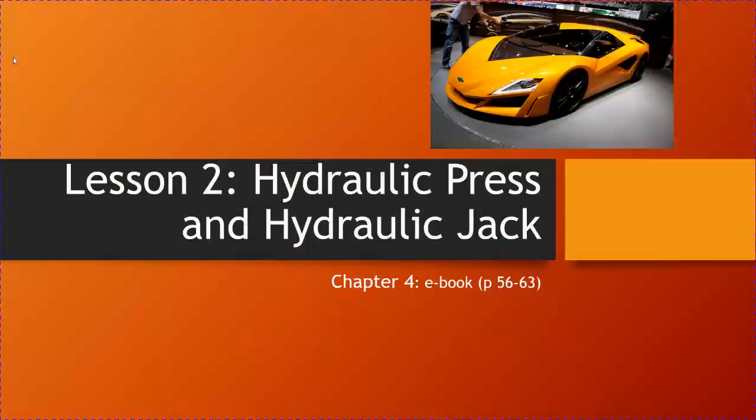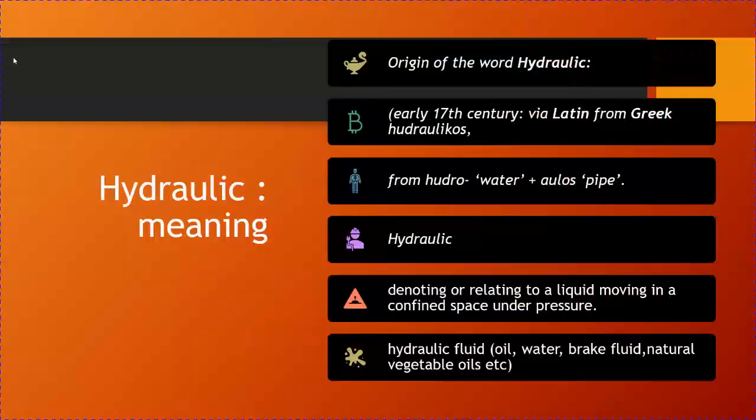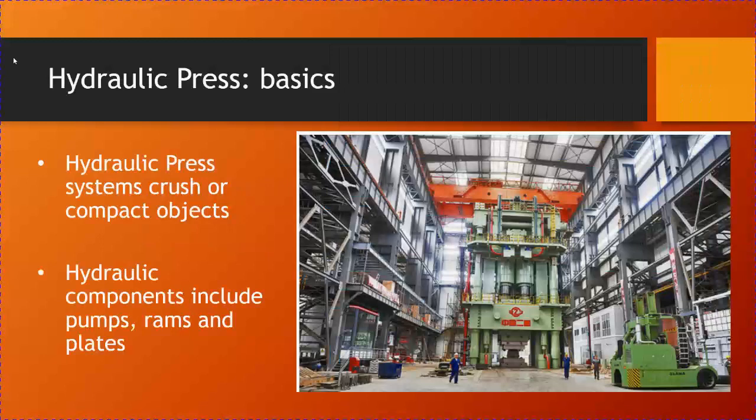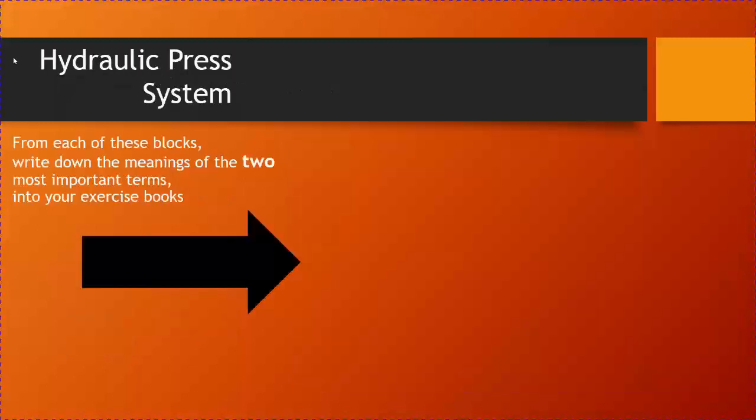The hydraulic press and the hydraulic jack come from the word hydraulos, meaning water pipe. Notice that all hydraulic systems use hydraulic fluids like oils, brake fluids. Here we see a 600,000 ton press using the hydraulic system, incredibly strong. They're used to crush cars, compact objects, and press.